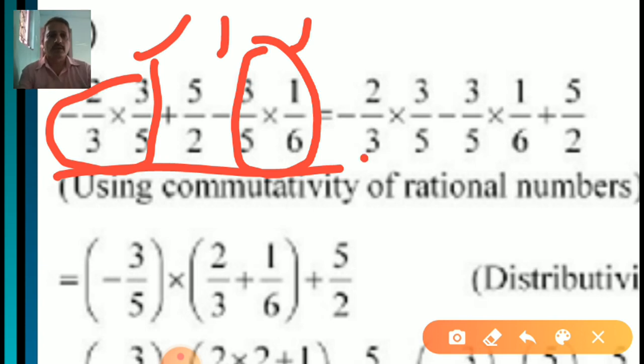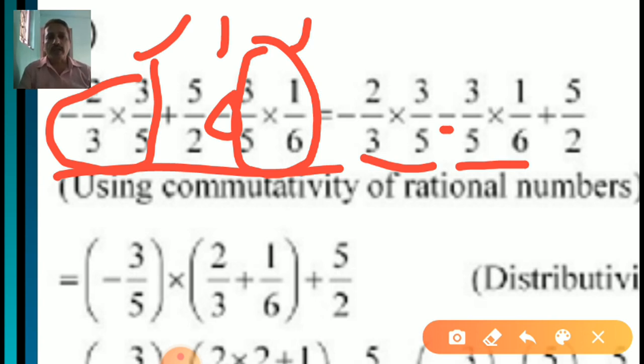So I wrote the first one as it is. Okay, clear. Now this third term has to come in second position. But student, be careful. When you are shifting the terms, you have to take its sign also. So what is the sign of the third term? Yes, this is the minus sign. So minus has to be put here, not a plus.